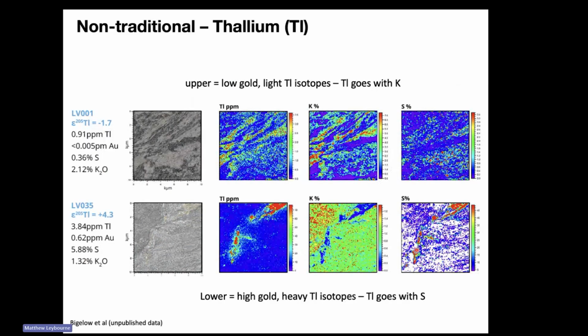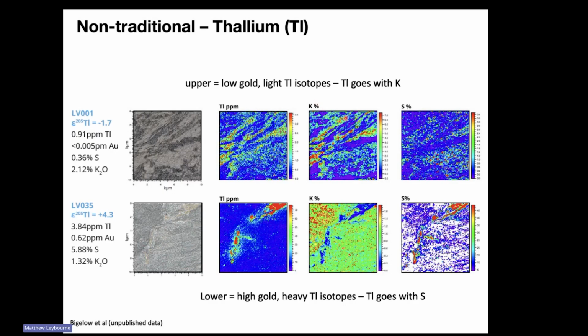And then Jeff did some laser mapping of the samples in the upper four squares. So we have the optical image, and then thallium concentrations, potassium concentrations, and sulfur concentrations. And what you see is the high thallium in the upper panels corresponds to high potassium. And that's because thallium there is behaving like an alkali, and so it substitutes for potassium into minerals like illite and muscovite.